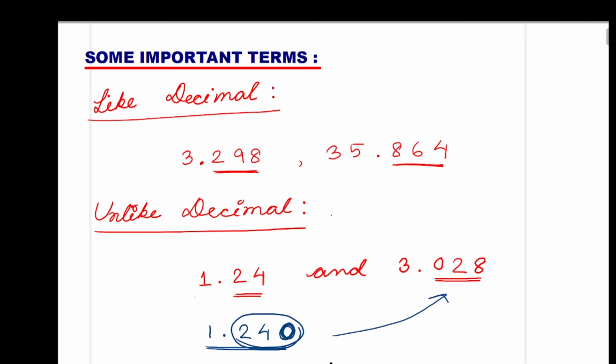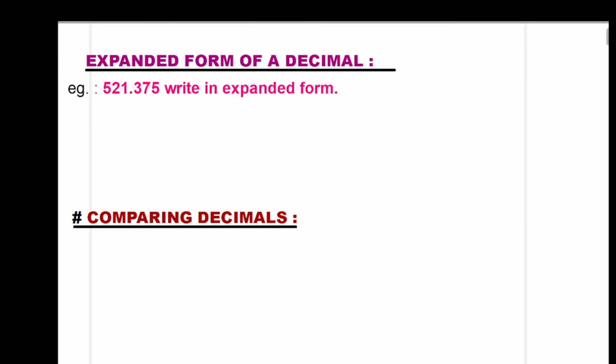Next, come to another point, the expanded form of a decimal. Already earlier, generally, how we write an expanded number, suppose 123. It can be written as 100 plus 20 plus 3.